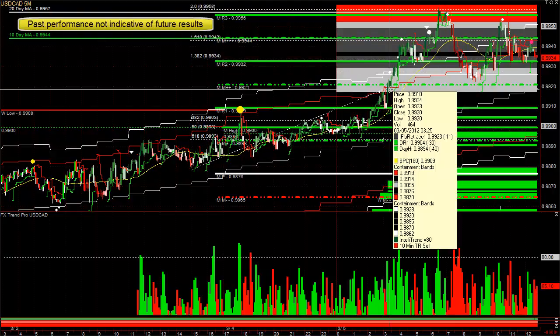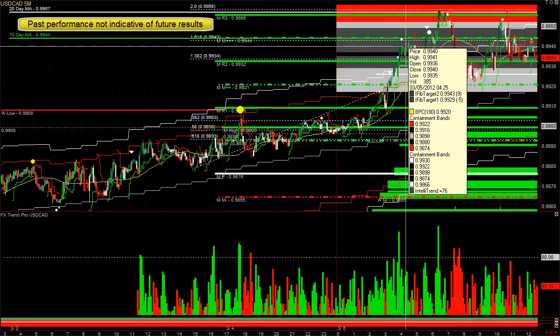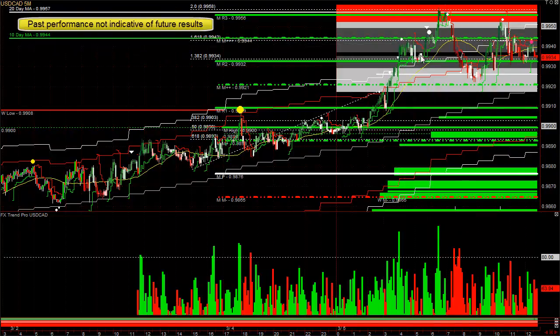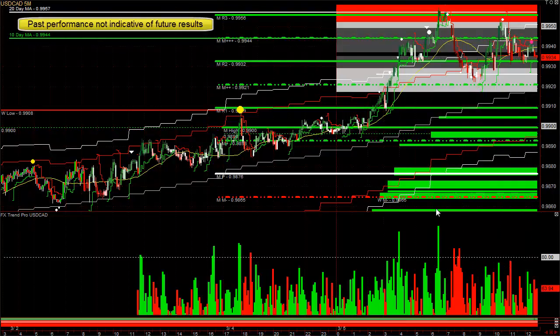If you got back in this again in 18, you probably got out somewhere in this sideways range and you made 20 pips. I wouldn't have bought this last one because it's above the upper containment band, but if you do, be very careful because it's very likely to reverse and come down a significant amount of pips, which you can see it did.